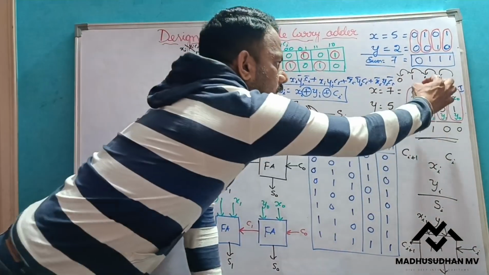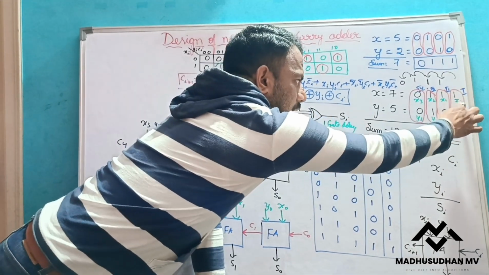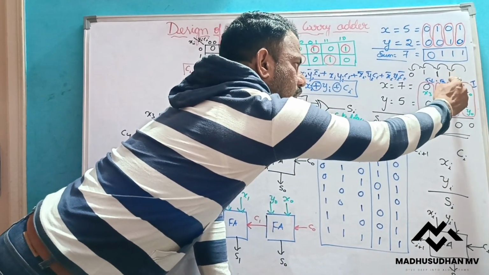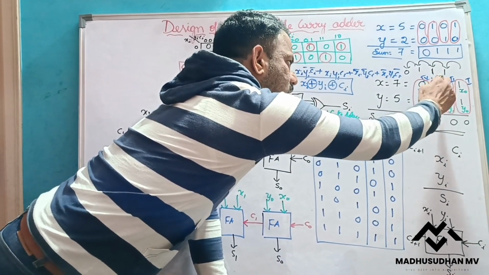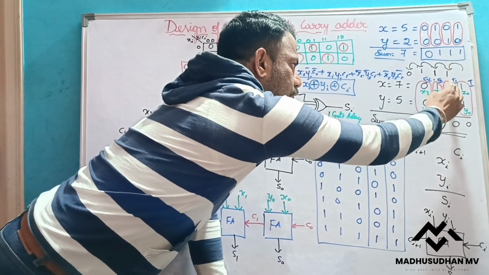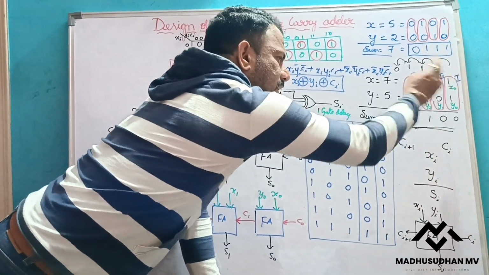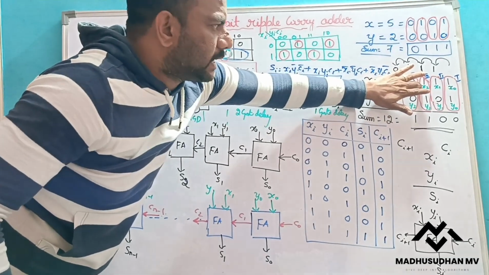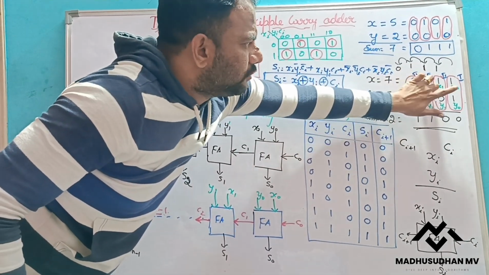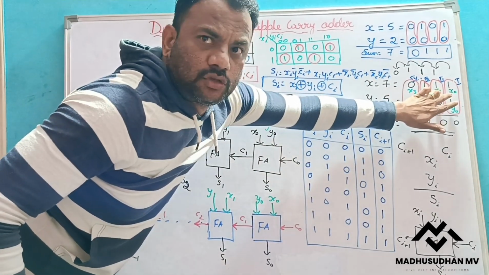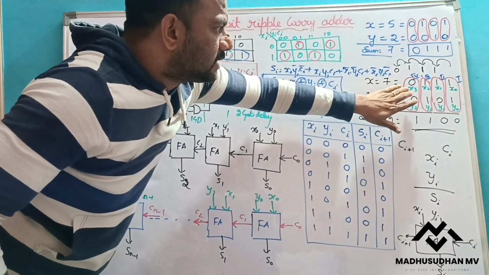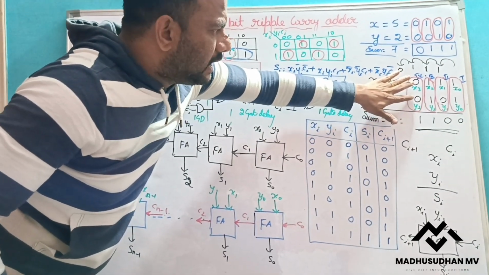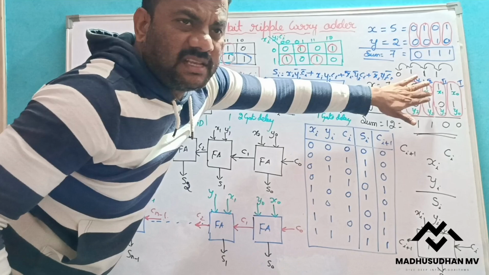I cannot add all these 4 stages parallelly. First I have to add this stage and then this stage, then I have to add the next, because this stage has to wait for the carry generated by the previous stage. Similarly, this stage has to wait for the carry generated by this stage. This stage has to wait for these 2 stages. Similarly, we cannot add this stage until it gets the carry from the previous stage.